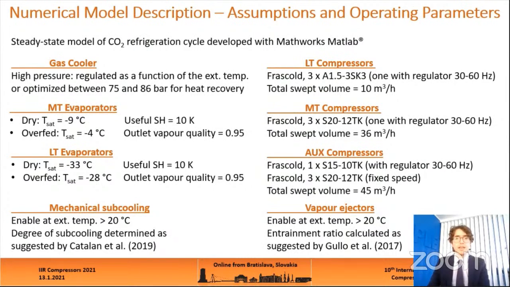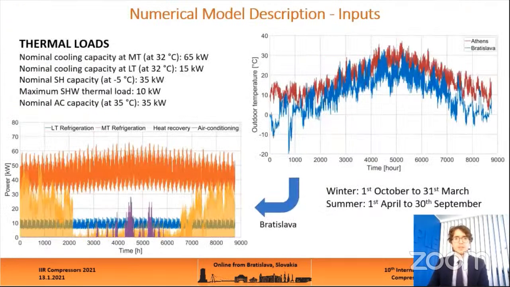0.95 has been considered. Both vapor ejectors and mechanical subcooling are enabled when the outdoor temperature is above 20 degrees Celsius. Each configuration previously described has been assessed using the climate data of Bratislava and Athens, obtained from EnergyPlus and reported in the figure on the top right.